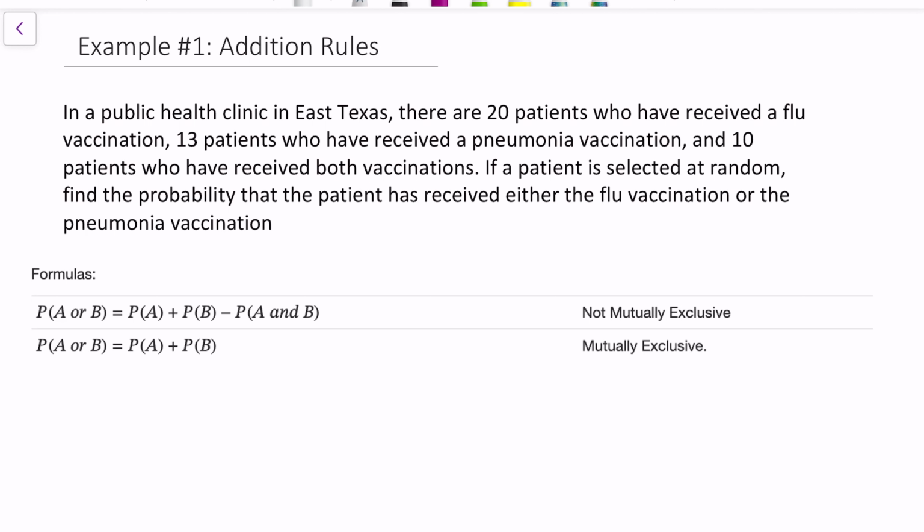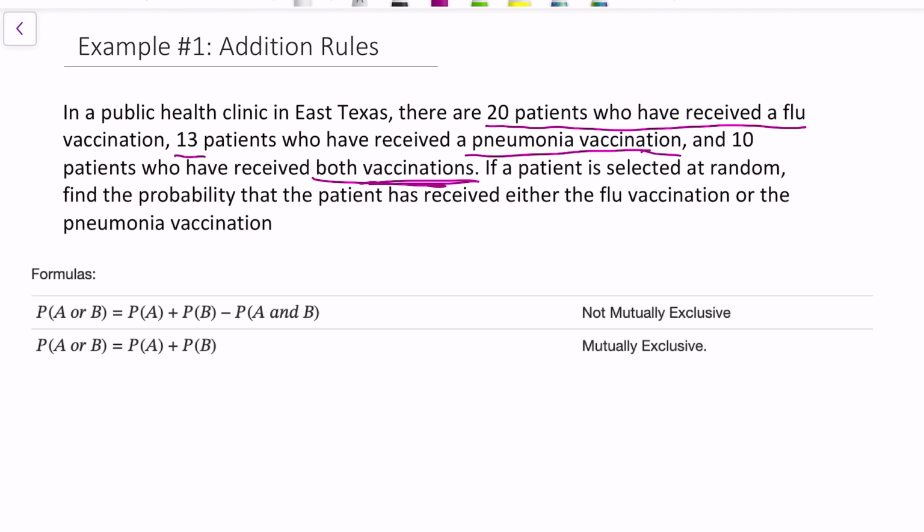So this is the first problem for the addition rules. We have 20 patients that have had the flu vaccine, 13 the pneumonia vaccine. Hopefully I'm pronouncing that right. And there's a couple of them that did both vaccinations. So we want to find the probability that they got either the flu or the pneumonia, but they're missing one of the two.